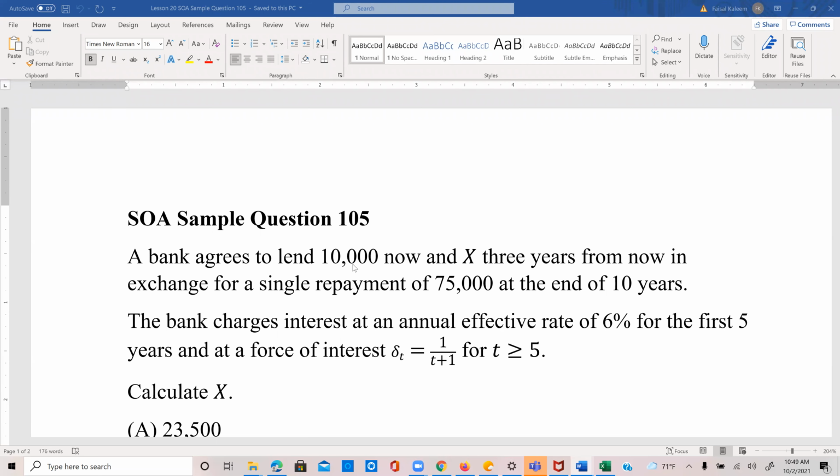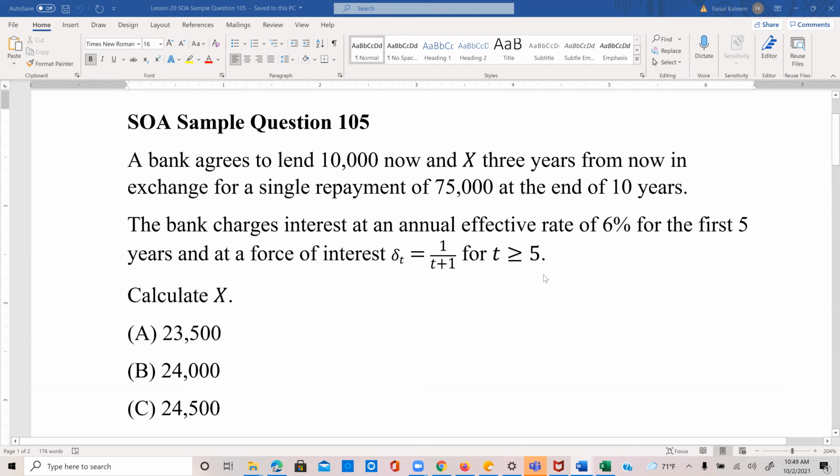A bank agrees to lend 10,000 now and X 3 years from now in exchange for a single repayment of 75,000 at the end of 10 years. The bank charges interest at an annual effective rate of 6% for the first 5 years and a force of interest delta t equals 1 over t plus 1 for the next 5 years. Calculate x. So x is the additional amount that was deposited at time 3.